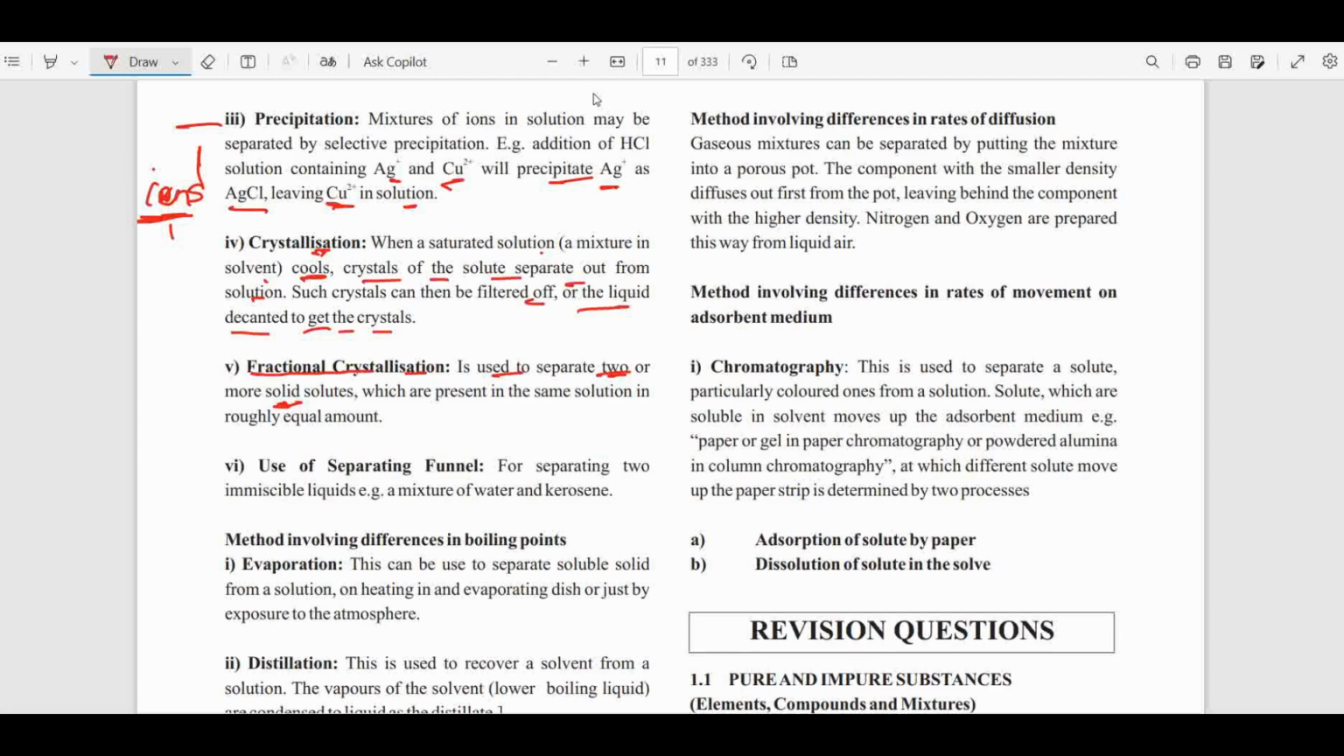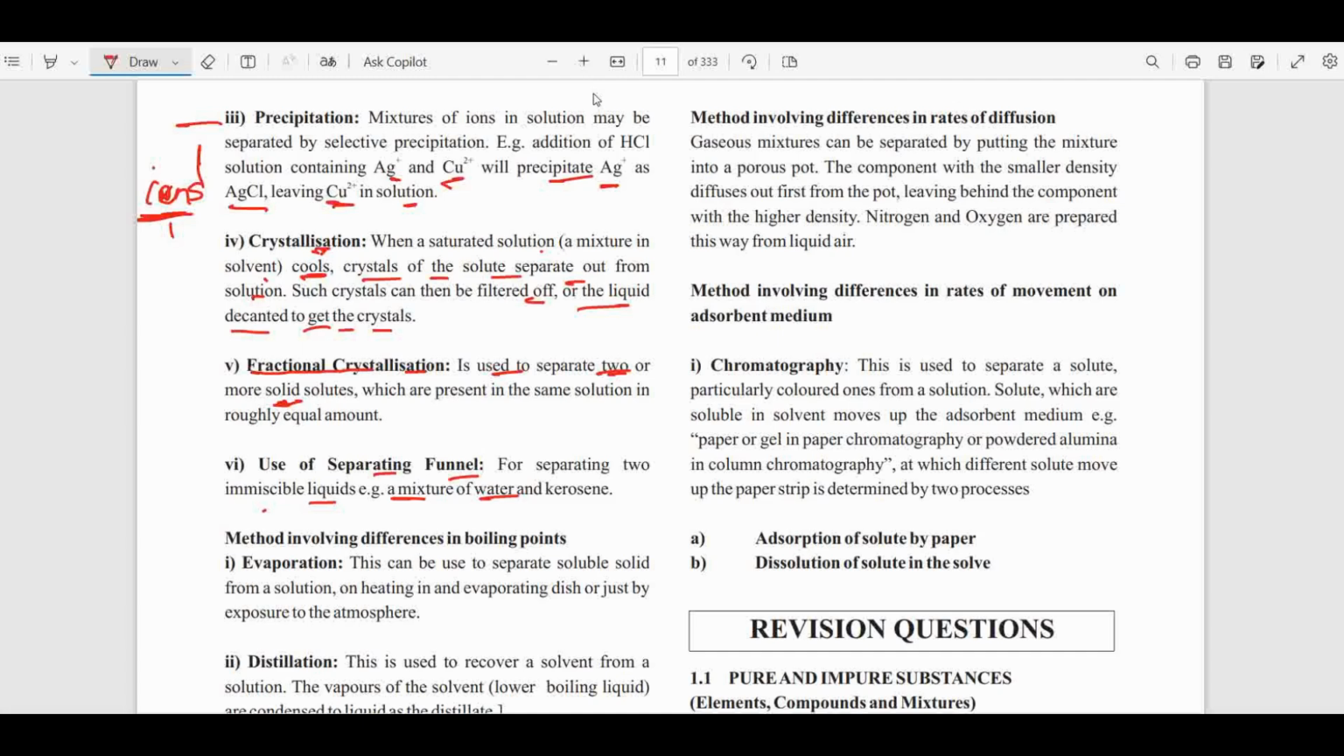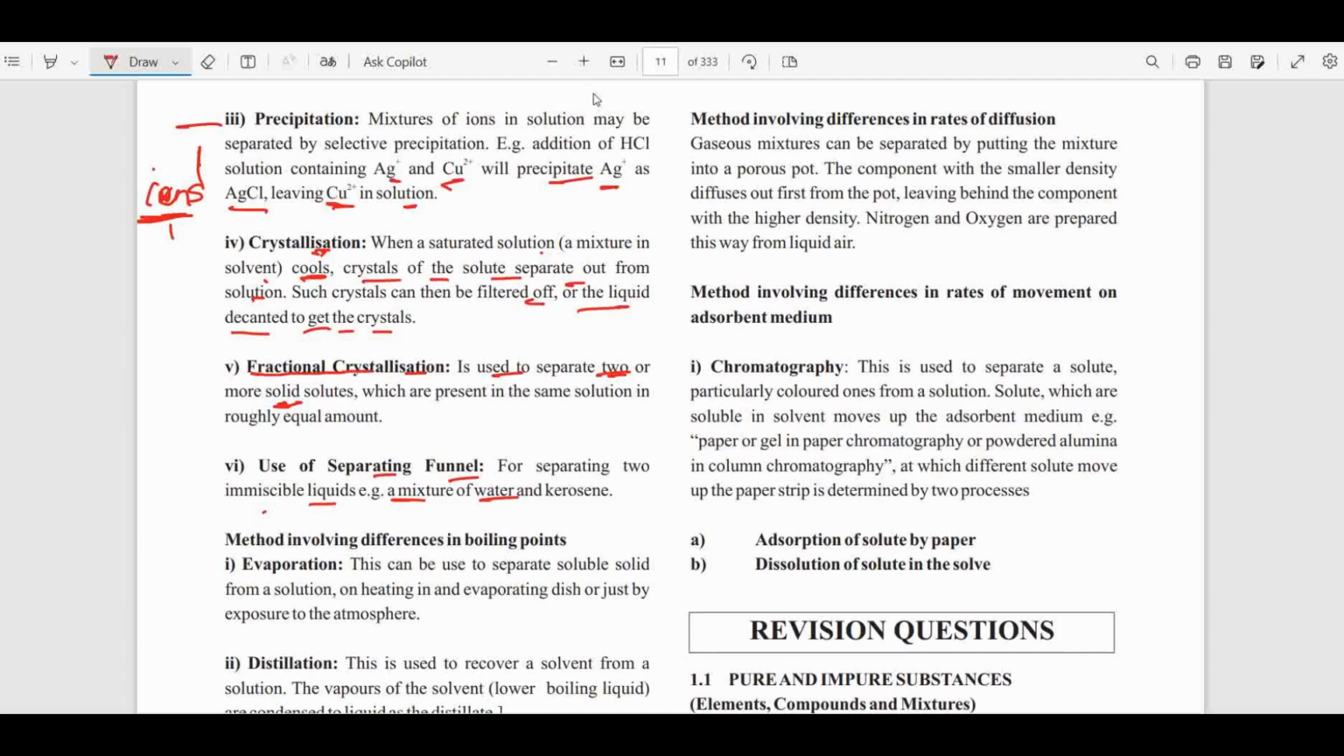What about the use of separating funnel? We talked about filter paper, but there is also a separating funnel that can be used to separate two or more immiscible liquids. So when you have, for example, a mixture of water and kerosene that do not actually mix together, they can be separated by the use of separating funnel.